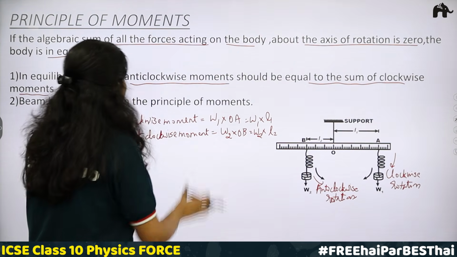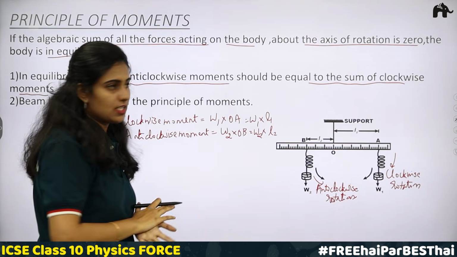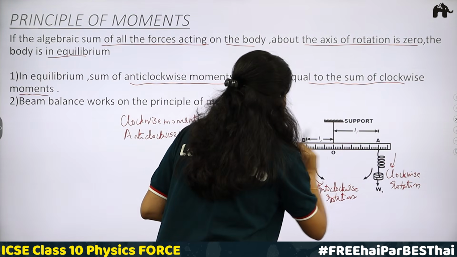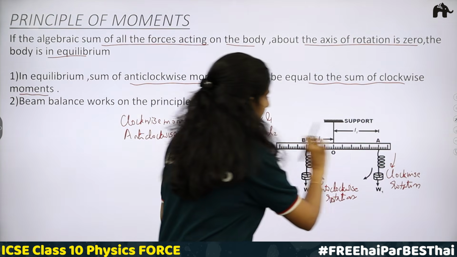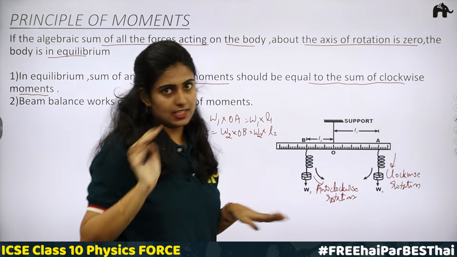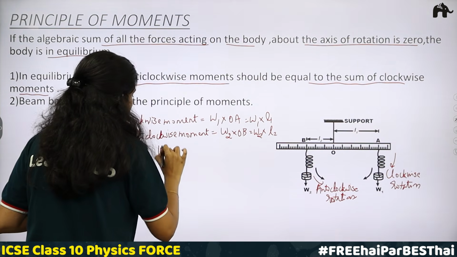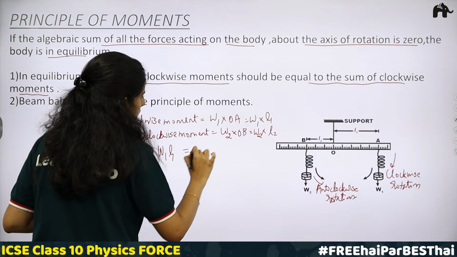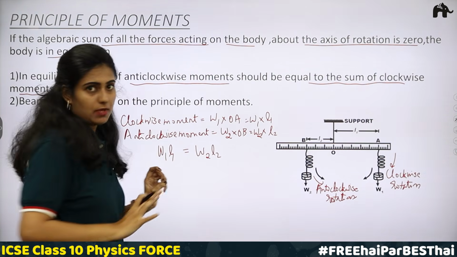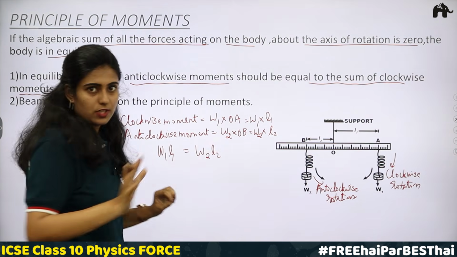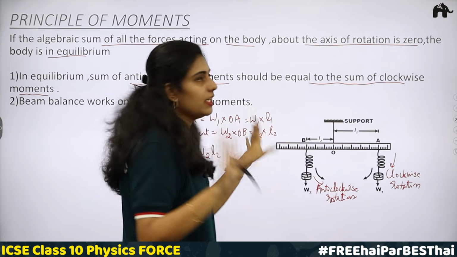Okay. What do we have to prove? We have to show that the sum of clockwise moments is equal to the sum of anti-clockwise moments. When this meter rule is horizontal, that is balanced, there is no tilt. In that case, there is a balance. It is only when W1 L1 is equal to W2 L2. When the clockwise moment becomes equal to the anti-clockwise moment, there will be a balance; the meter rule will be horizontal.